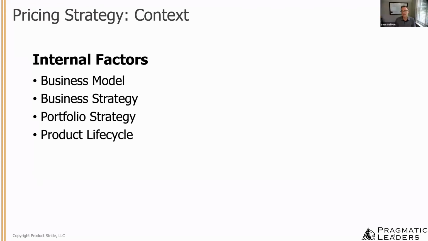At any point in that life cycle, you're going to be thinking about pricing, both the structure and your strategy and the price points, a little bit differently. And we'll talk about some of the specifics that you may be thinking about as you go through those different phases.